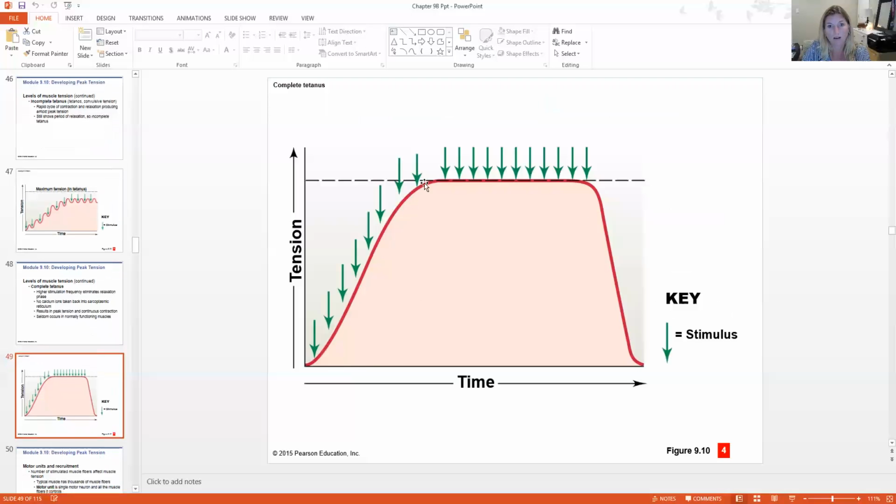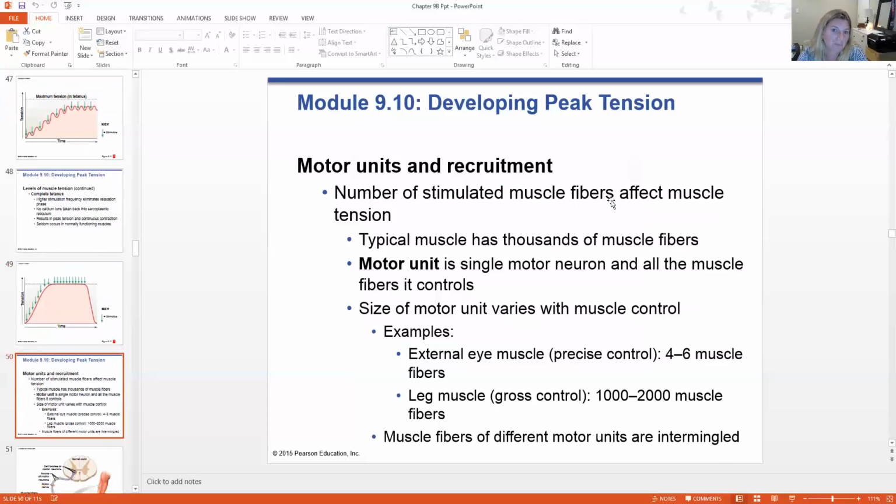And this is very, very painful, as you can imagine, your joints or your muscles kind of locking up and reaching peak tension can be very painful. So let's talk about how our muscles develop peak tension. It's all about motor units and recruitment.